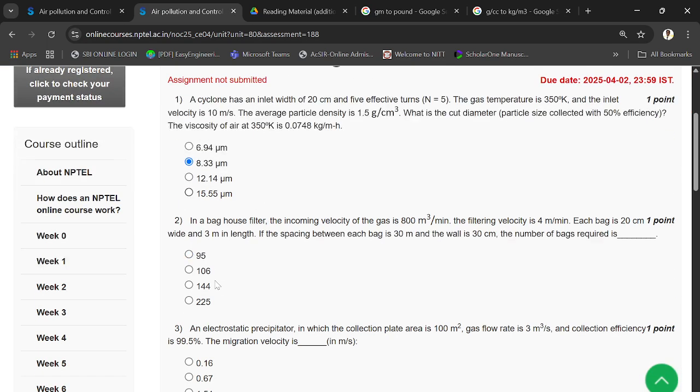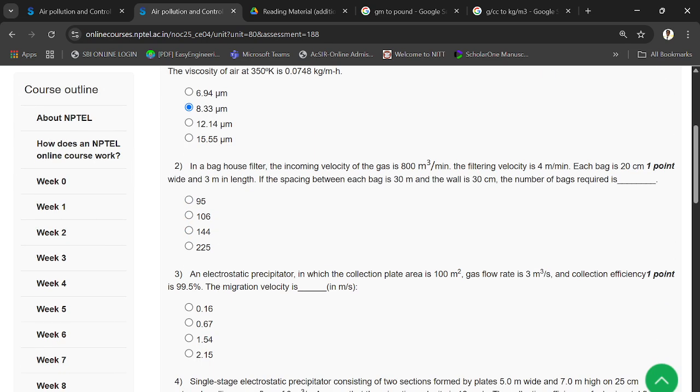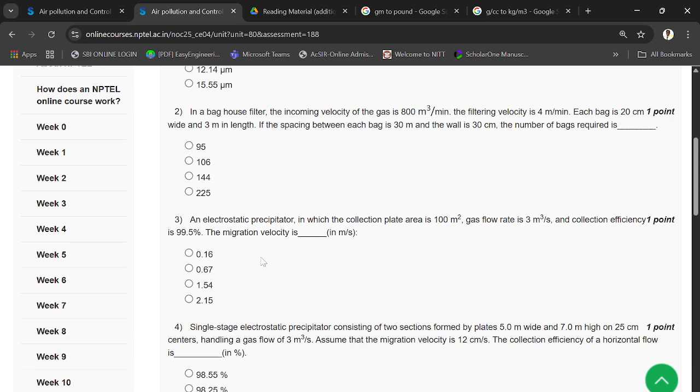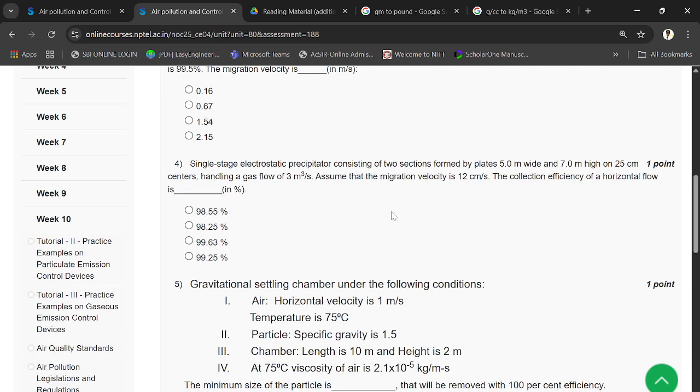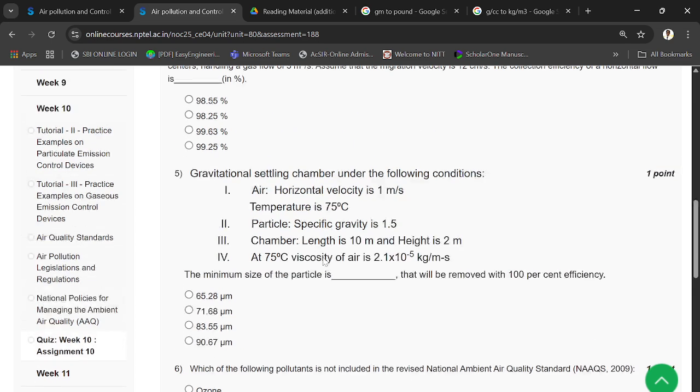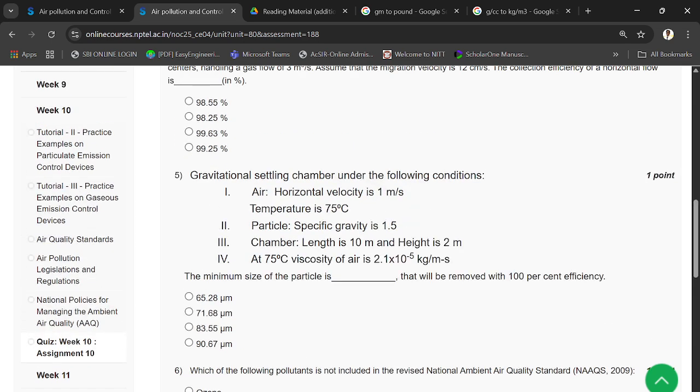So it's 8.33 here. And the migration velocity is easy with the omega formula, eta equal to 1 minus omega formula. The electrostatic precipitator collection efficiency uses the same formula, very easy. And the gravity settling chamber, we have solved that now, right? With 100% efficiency, it's easy.